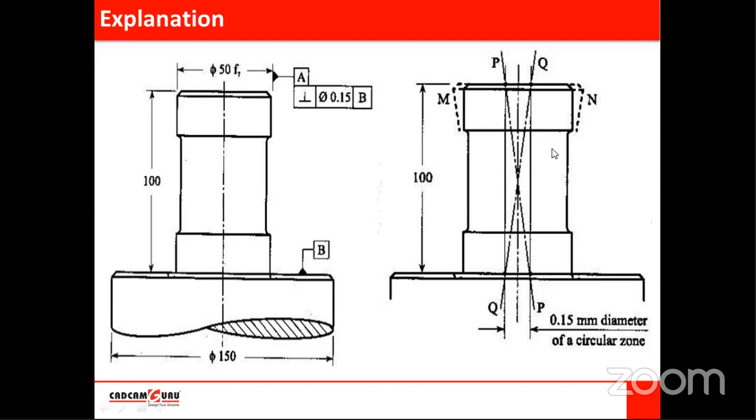So this may have tilt in all directions. Here there is a zone descriptor, but that tilt should be within a cylinder of 0.15 diameter and 100 height. The axis may get tilted like this, like QQ or like PP, whatever the deviation may be, it should be within a cylinder of 0.15 mm diameter and 100 mm height.